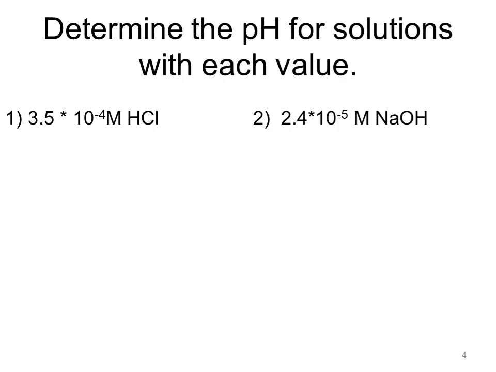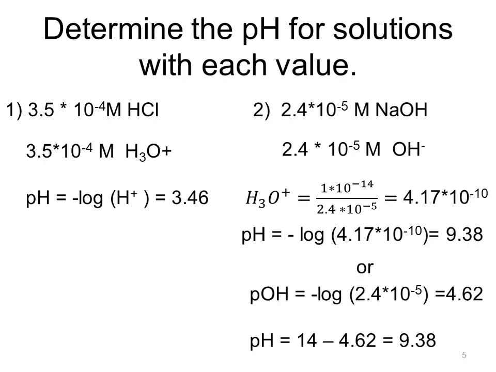All right, so really quickly determine the pH for each of these solutions based on the concentration. Okay, well, HCl is really easy. If we have 3.45 times 10 to the negative 4th molar HCl, that means we have 3.45 times 10 to the negative 4th molar H3O+, which means we just have a pH of 3.46.